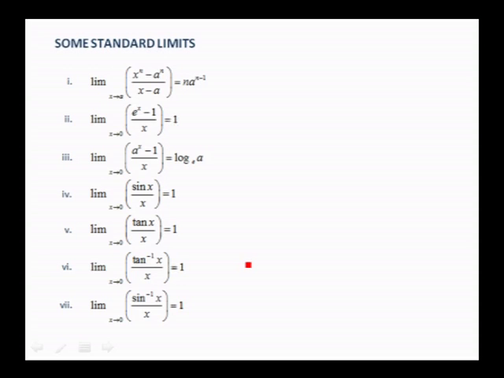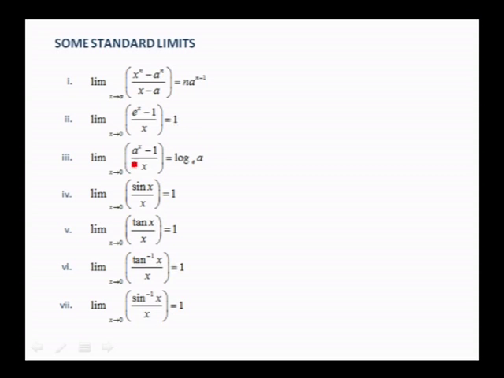some standard limits that you have studied in first year PUC. So, let us discuss about that one. Limit of (x to the power of n minus a to the power of n) over (x minus a) as x tends to a is n a to the power of n minus 1. (e to the power of x minus 1) over x as x tends to 0 is 1.